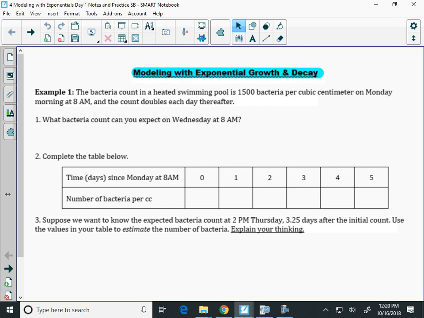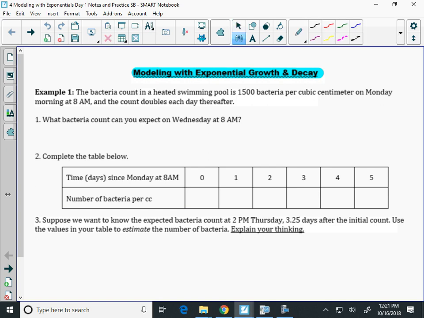But there's 1,500 bacteria per cubic centimeter Monday morning at 8 a.m. The count of bacteria per cubic centimeter doubles every day. Okay? So we're going to skip number 1. We're going to go down to number 2 to start. Let's fill in the table to figure out how much bacteria is in the swimming pool every day. You can use a calculator if you need to fill in the table.